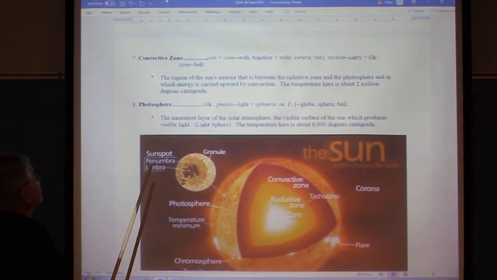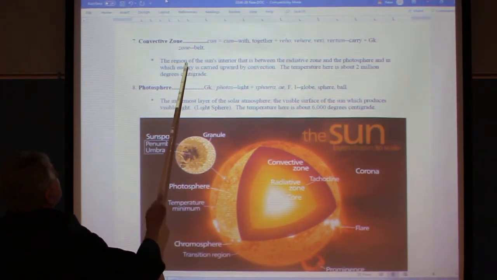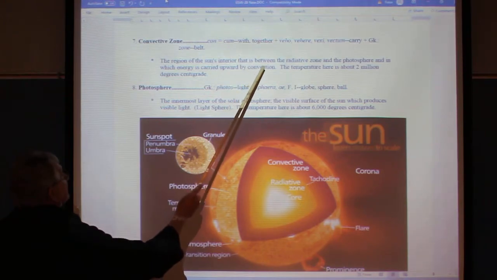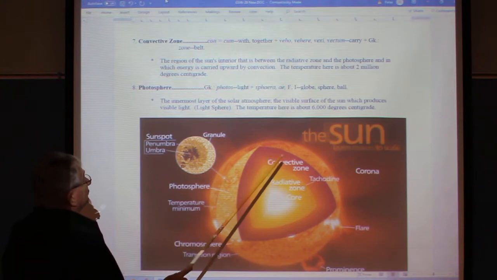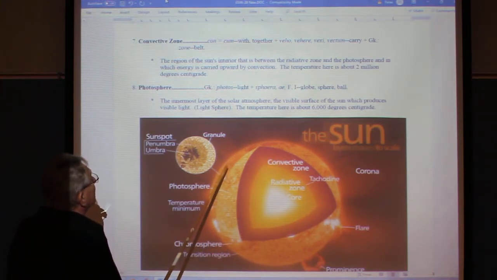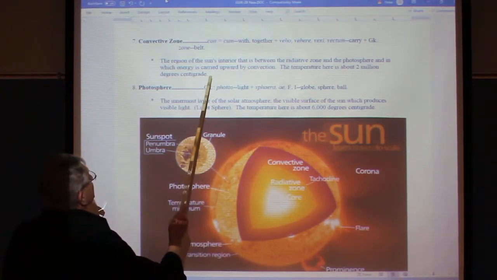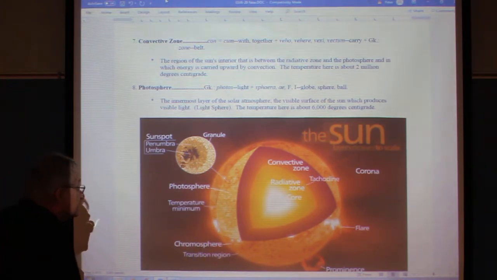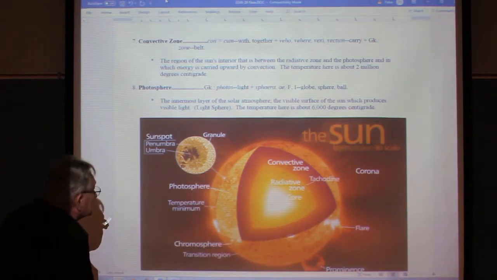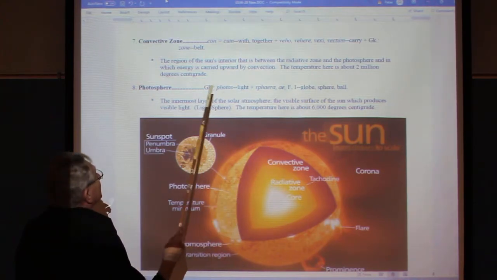Okay, now, the next word is the convective zone, with a lovely picture again. The region of the sun's interior that is between the radiative zone and the photosphere, and in which energy is carried upward by convection. You had that, remember, circulating up. You have a convective cell, up and down. Hot things go up, cooler things go down. The temperature is about 2 million degrees centigrade.